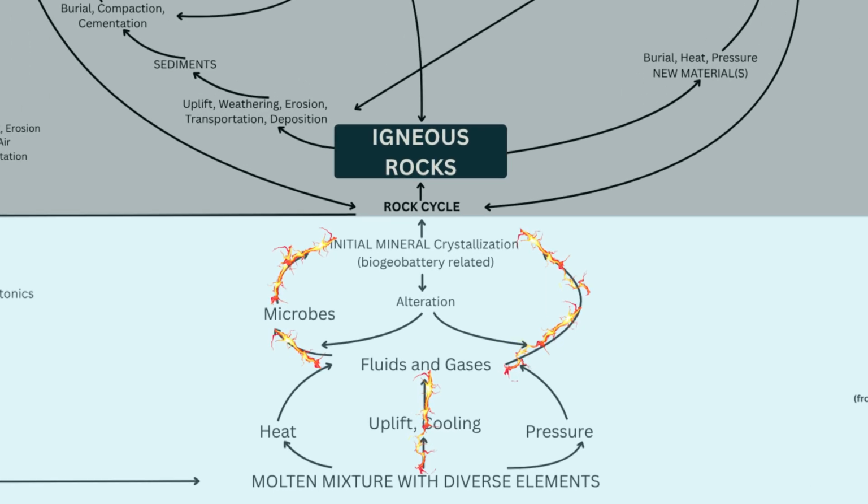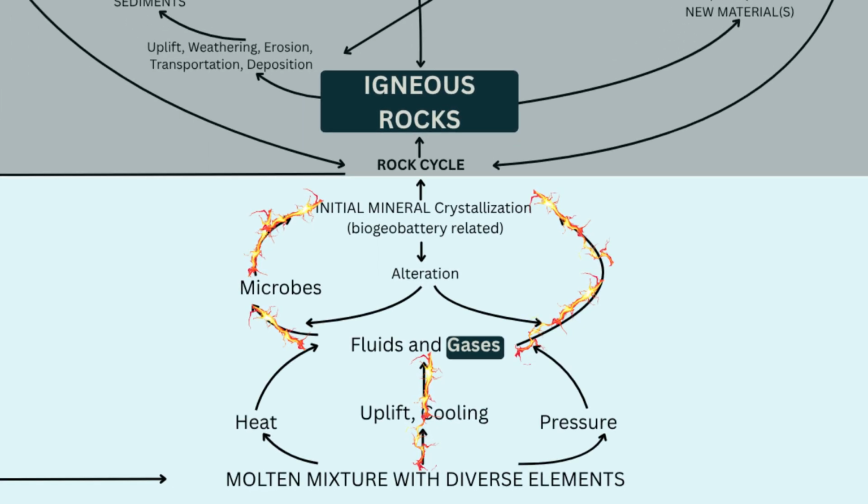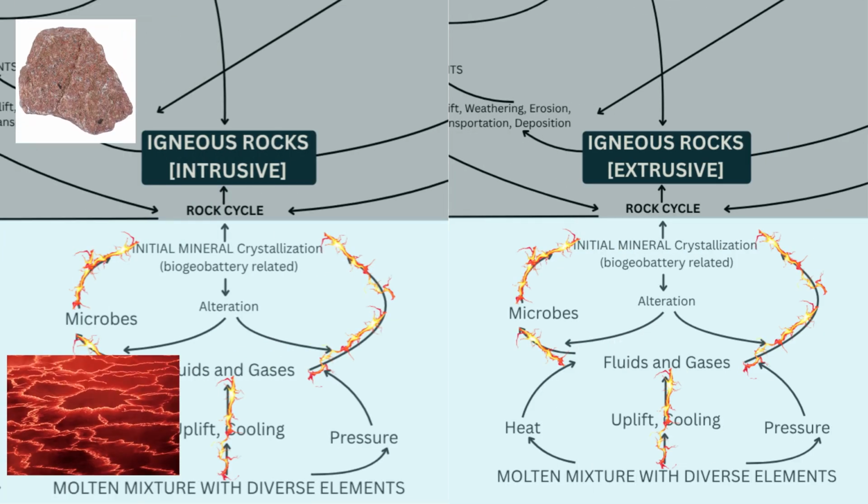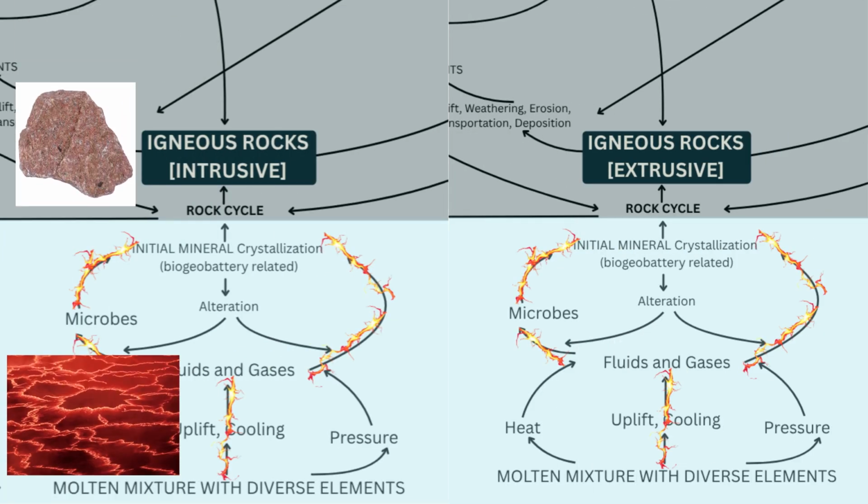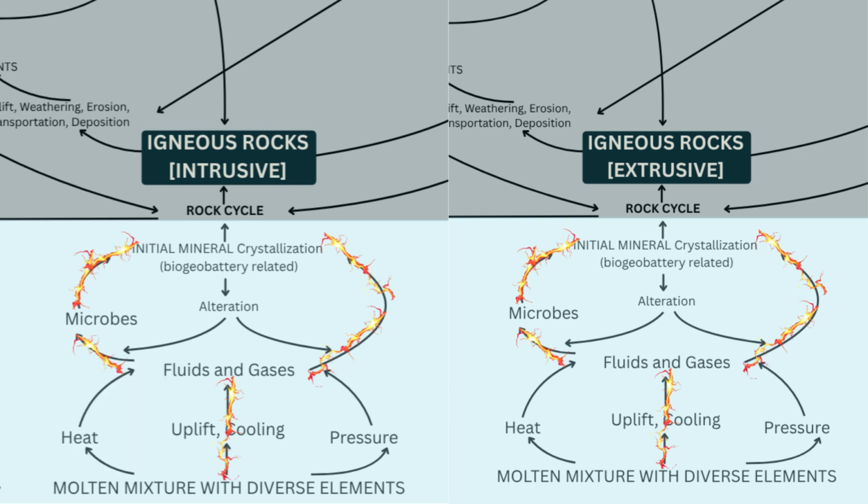During the ascent of the molten material, it can interact with gases, water, surrounding rocks, and even microbes. Depending on its chemistry and cooling rate, specific minerals will begin to crystallize out of the melt. Sometimes the magma is trapped underground and solidifies as an intrusive rock.